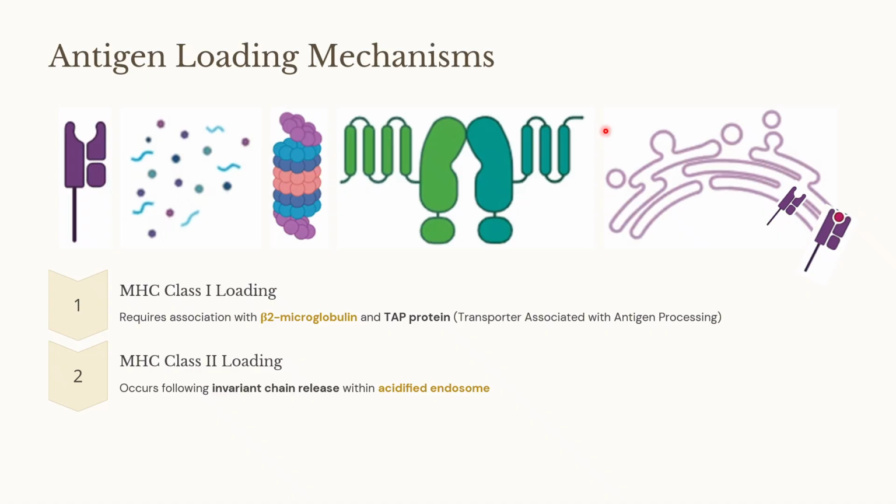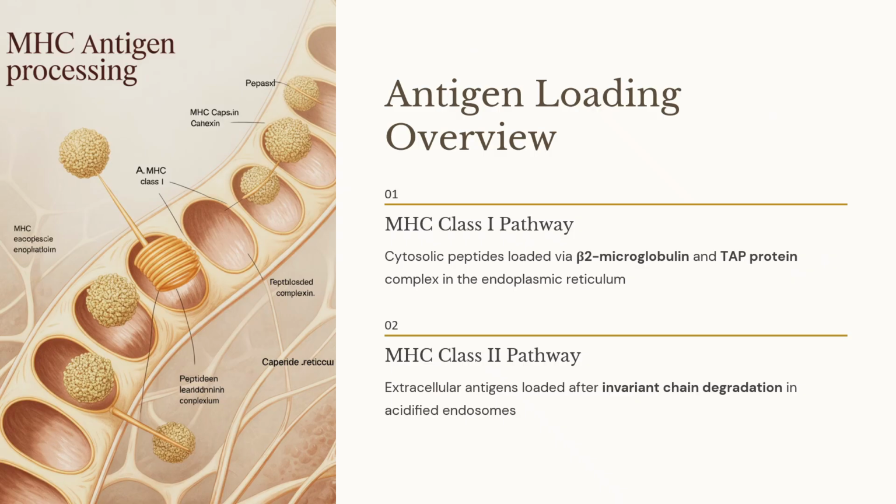Let's see about the antigen loading mechanism in MHC class 2. Here in MHC class 2 we have a cytosolic peptide. This is the MHC class 1 which we saw. Here in MHC class 2, similar to class 1, the class 2 is also produced inside the cell. But once the class 2 is produced inside the cell, the area where the peptide can attach has to be protected, because MHC class 2 is that which is present in the antigen presenting cells.